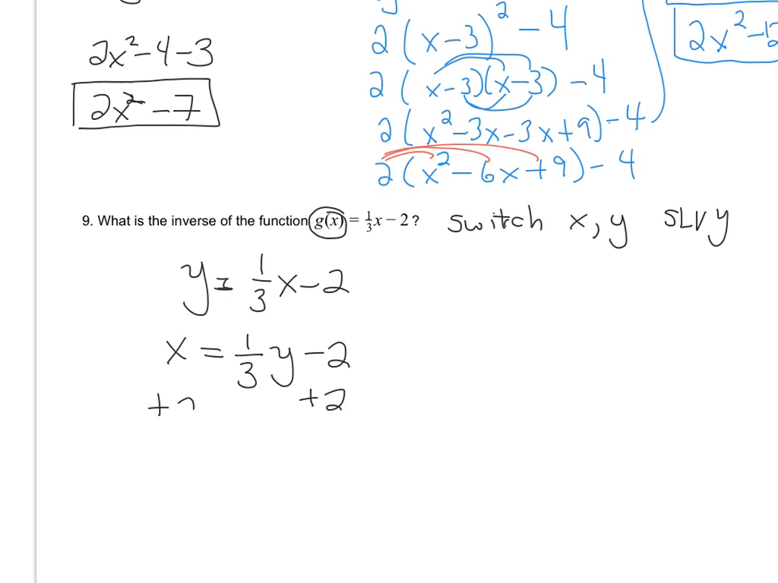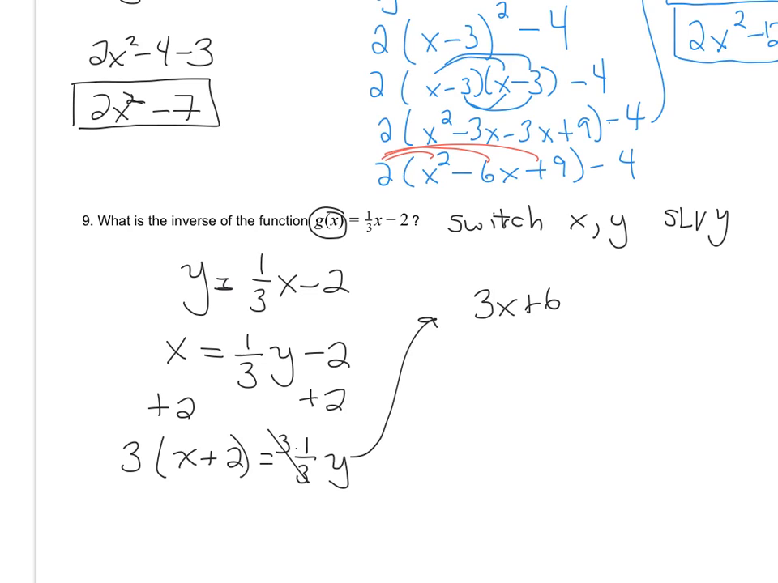So I'll add 2 to both sides. That'll give me x plus 2 equals 1/3 y. And now to get rid of the 1/3, I will multiply both sides by 3, because 3 times 1/3 is just 1. So that'll give me 3x plus 6, because I'm distributing the 3, equals y. Now I switched x and y, I have y by itself, so y is actually g inverse. So g inverse is 3x plus 6. So that is my answer.